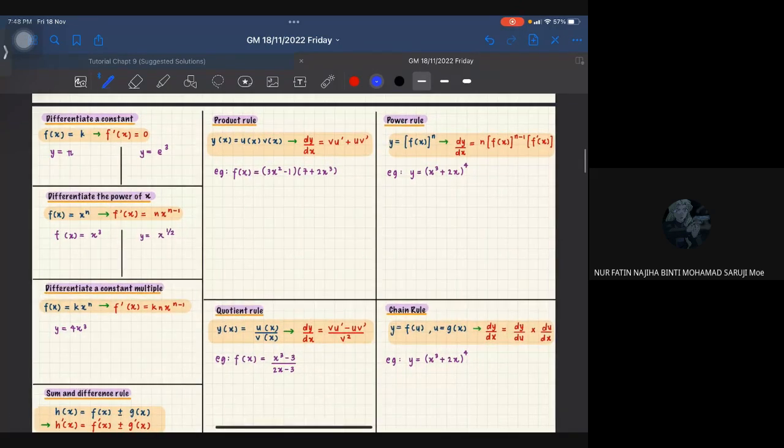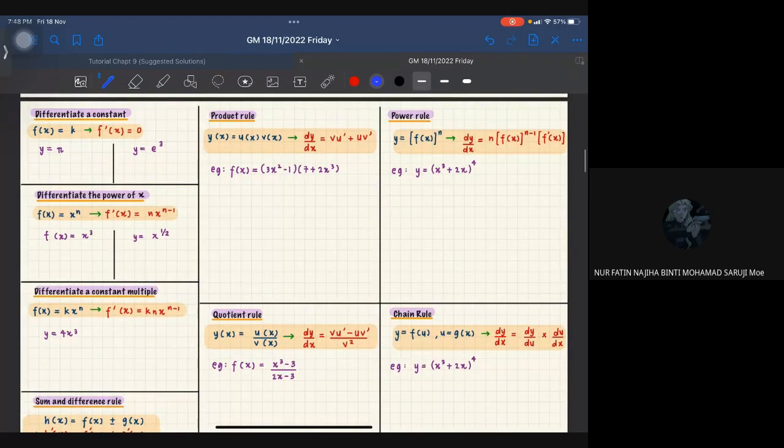So differentiate a constant, okay. So let's take a look at this one first. So differentiate a constant. So let's say lah kita ada satu constant, so tak kisahlah apa-apa pun. So macam mana awak nak tahu the function is a constant? How do you differentiate a function? Itu adalah satu constant compare dengan function yang lain. Faham ke soalan saya?